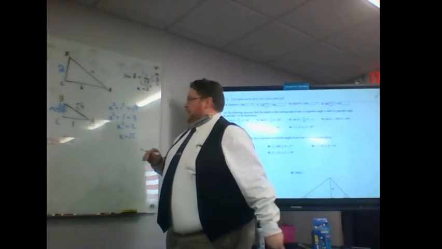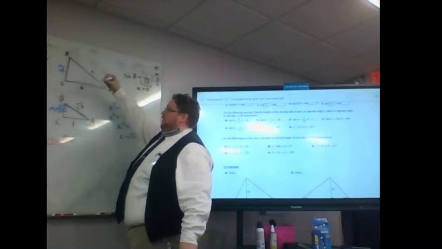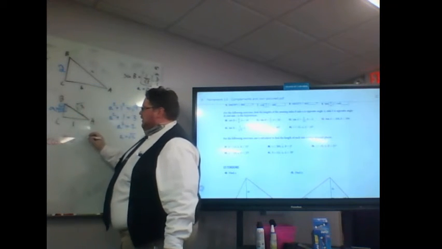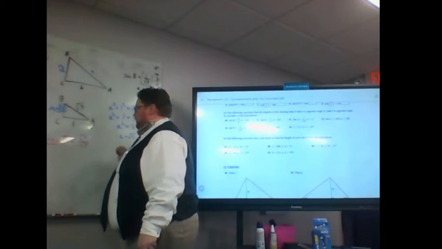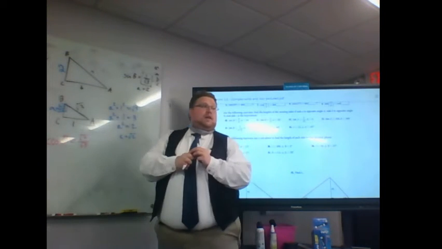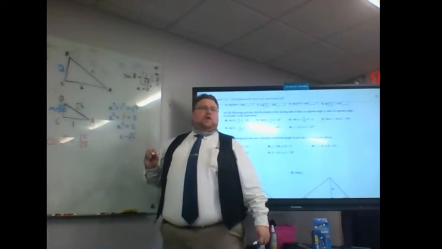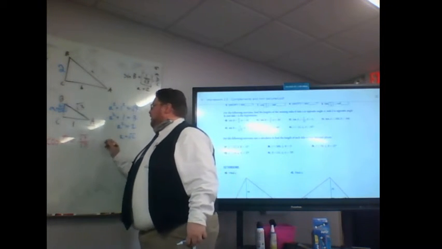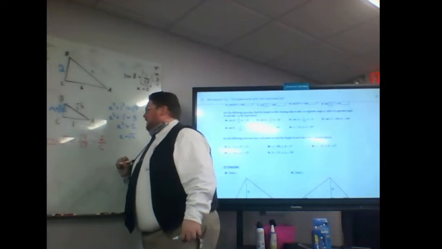So cosine of B states, according to this picture, which should have the same ratios because they're the same basic picture, cosine would be adjacent, square root of 2, over the hypotenuse, square root of 3. While this one is square root of 2 over square root of 3, this one will be 2 over C.